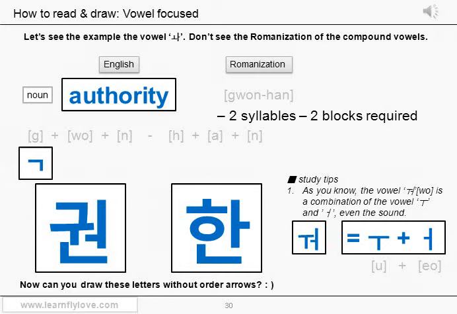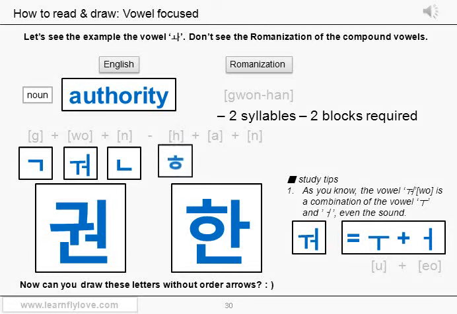The initial consonant is 그, like G in English, and the vowel is compound vowel 워. It's 우 plus 어, 워. You get the sound? And the final consonant is 느, like N in English. So 그, 과, 권. The initial of the next letter is 흐, like H in English, and the vowel is A, and the final consonant is N, like N in English, so it's H, Ha, Han, 권한, authority.